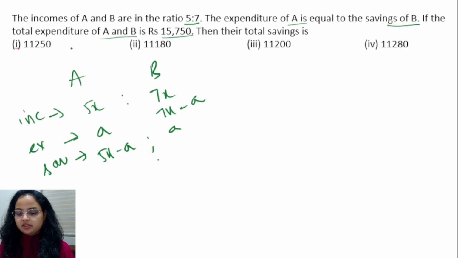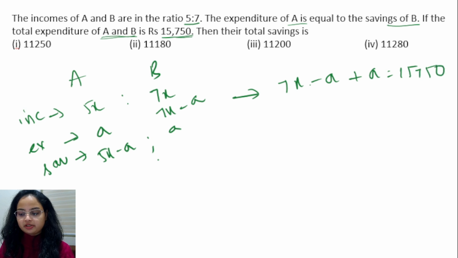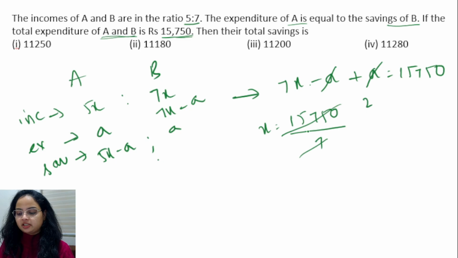Okay. Now what is given? Total expenditure of A and B is 15750. Total expenditure is what? 7x minus a plus a is equal to 15750. Here minus a and plus a will be cancelled. x is equal to 15750 divided by 7. It is 7 into 2, 7 into 2. Okay, x is 2250.